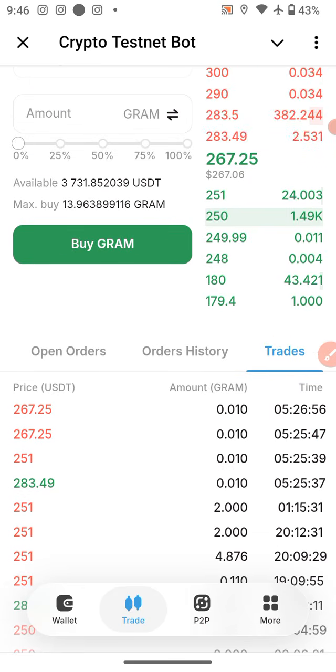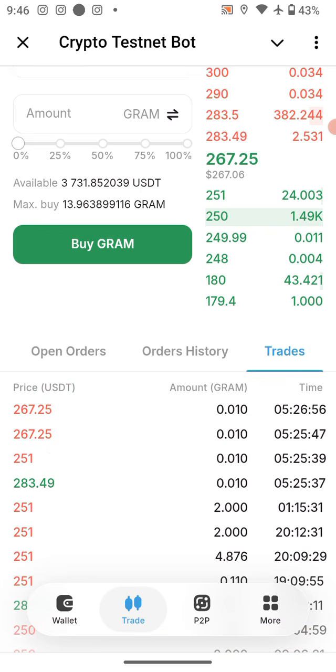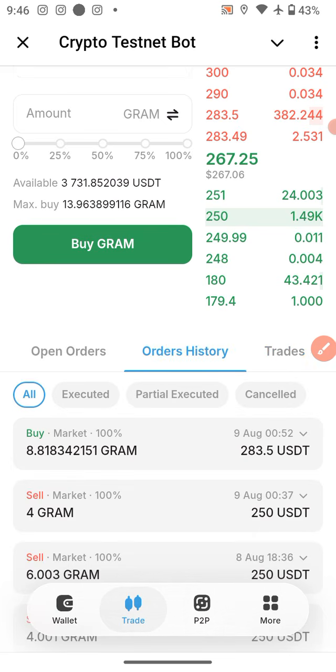So right now the pair is currently at $267. So what I can do is invest more, and I just did. Okay, I just invested $2 into this pair. Now I'll show you my order history, so you know I just invested $2 inside of this pair.